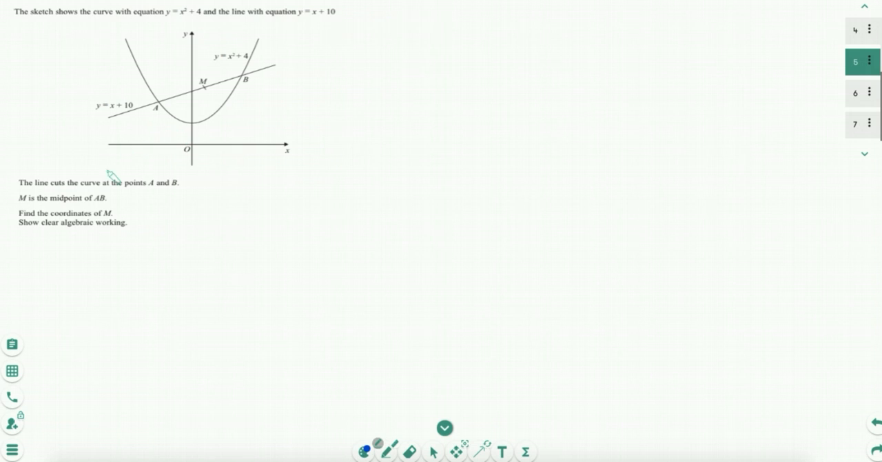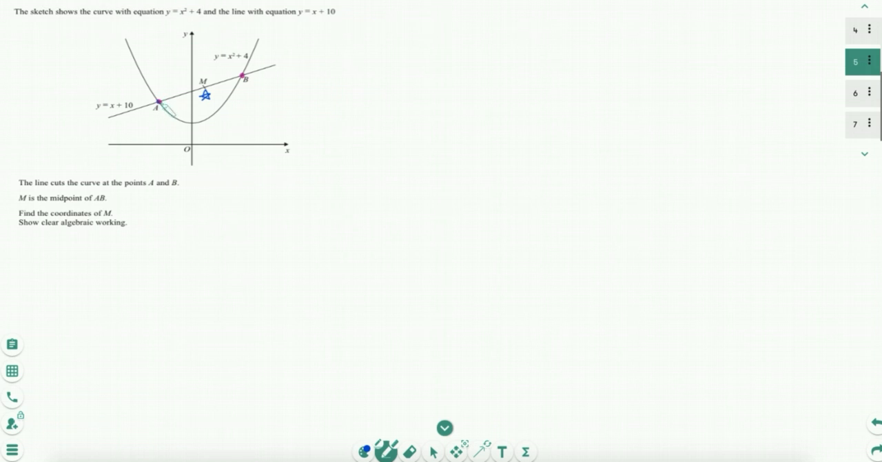Fantastic. The line cuts the curve at points A and B. Yeah, these are the points where the two lines intersect each other. M is the midpoint, so M is directly in the middle of A and B. Find the coordinates of M. So we have to find what M is. That's our goal. Okay? So if I'm doing this question, I'm like, I gotta find the midpoint.